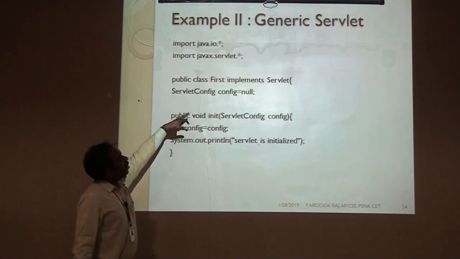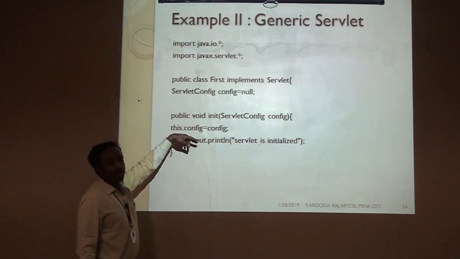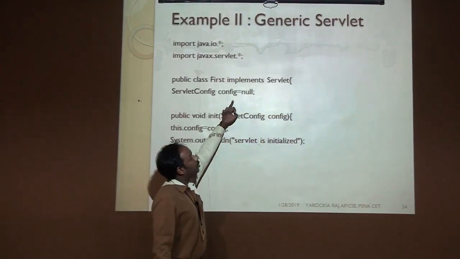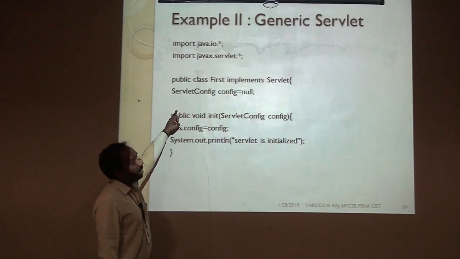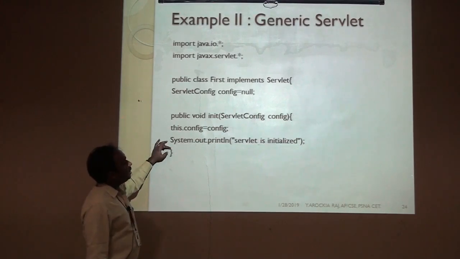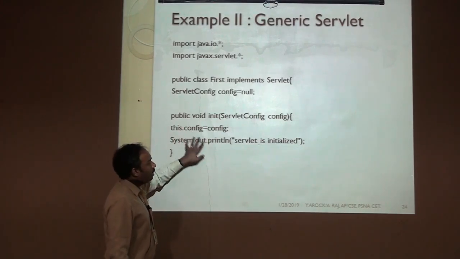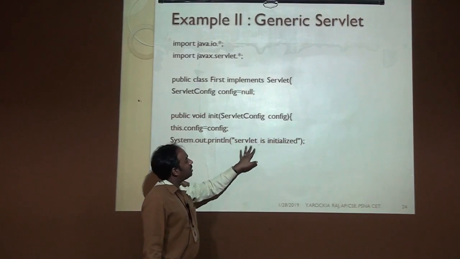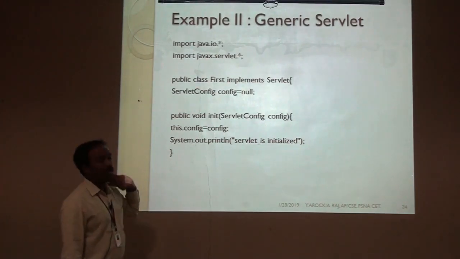And then just for example, I am going to handle configuration. So I created an object config of the ServletConfig class and initialized it as null. And then in the init method, I am taking a config and printing the message "servlet is initialized" inside it.